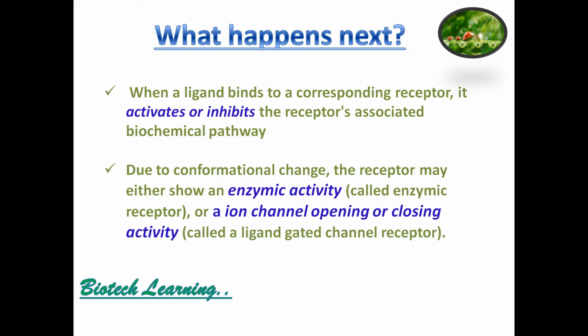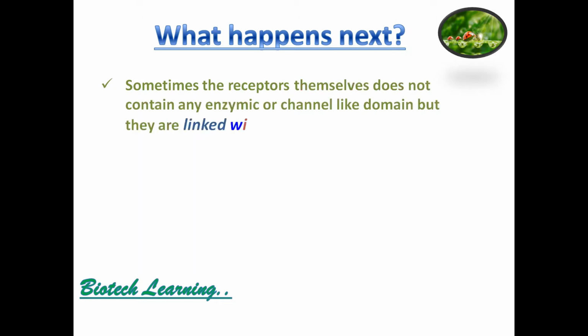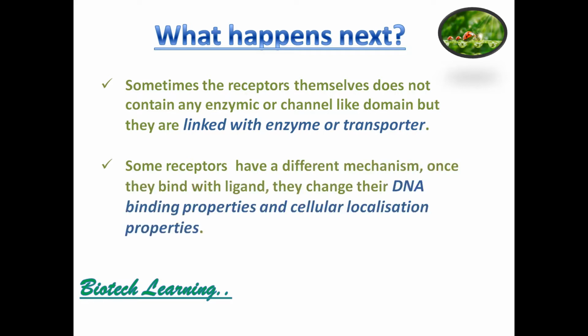Sometimes a pore opens up, a channel opens up within the receptor, and it allows some ions like sodium, potassium, calcium to move into the cell or outside the cell. Sometimes the receptor may have some intrinsic enzymic activity and it will catalyze some reactions. Sometimes the receptor may itself not have any enzyme or transporter associated with it, but it will be linked with some enzyme or transporter or some protein which has some enzymic activity.